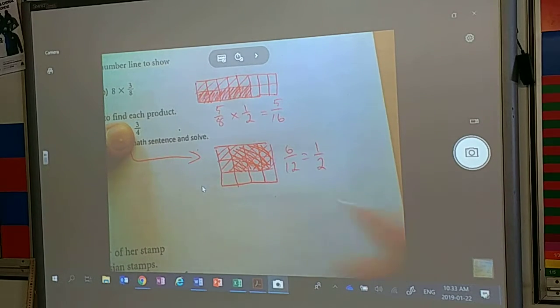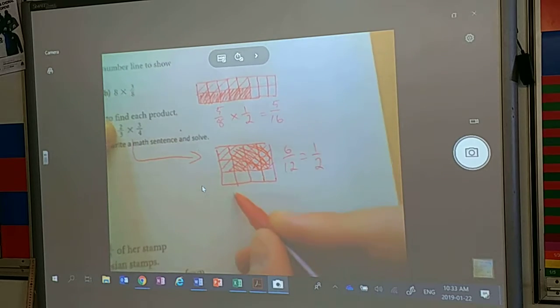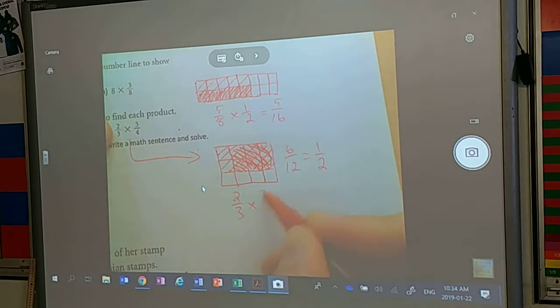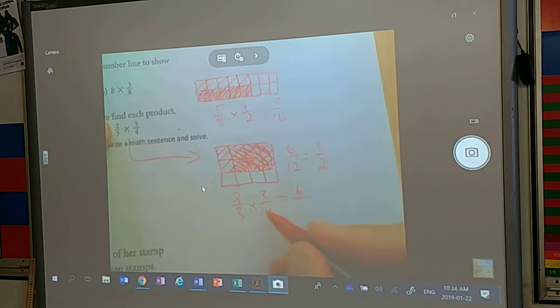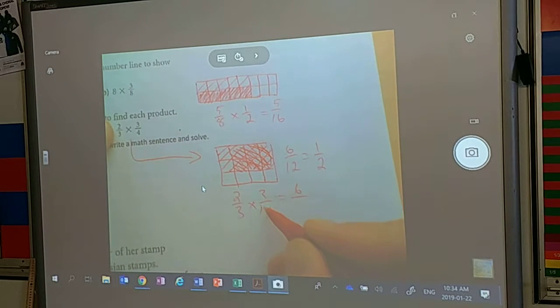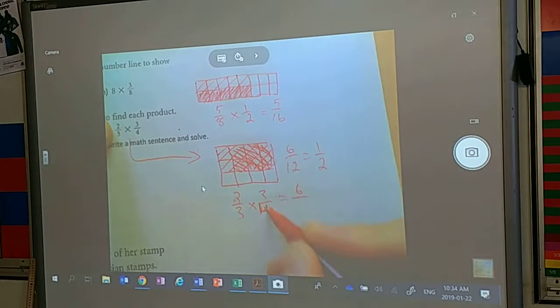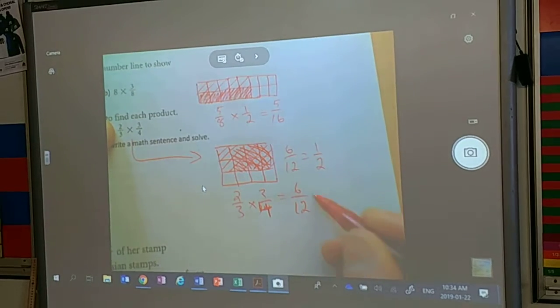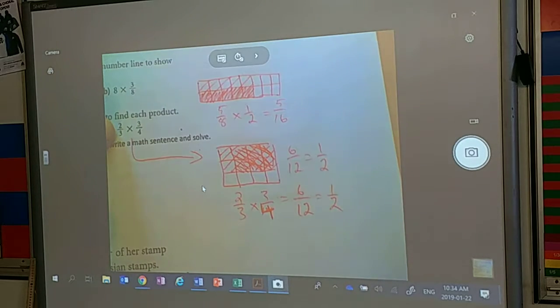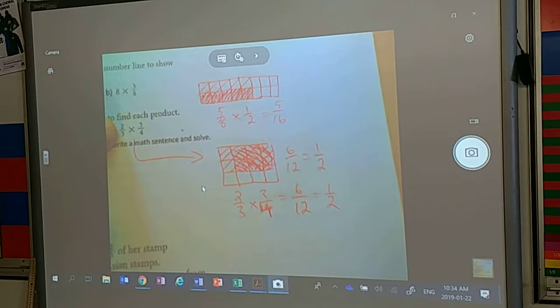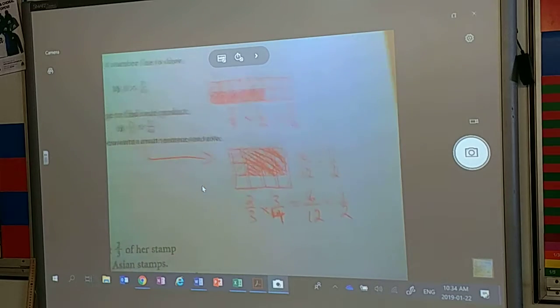Or 1/2. And sure enough, let's do this symbolically and see if it works out. 2 times 3 equals 6. 3 times 4 is 12. Sure enough, we get the 6. And if we simplify it, we go to half. Mr. Ewert, do I need to simplify? Yes, you should always simplify to get your full marks in the end.